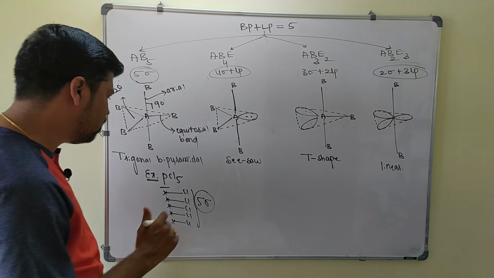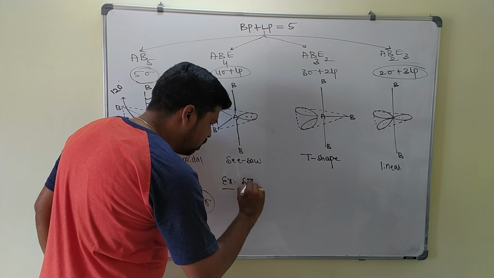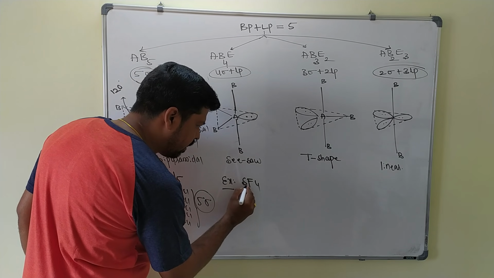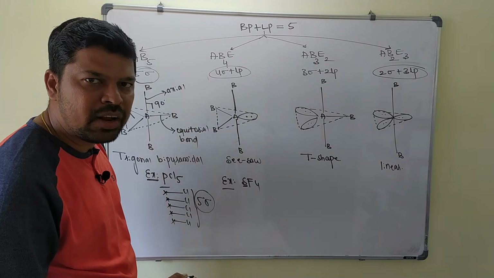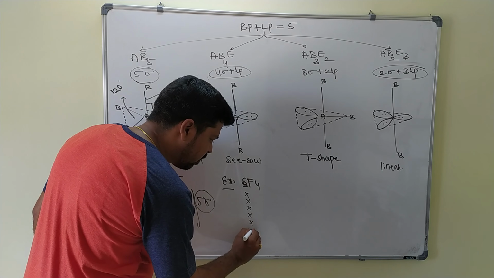Next is what? AB4E type of the molecule. For this one we will write another example, SF4. So the central atom will be what here? Sulfur. What is the number of valence electrons here? 6 valence electrons. You have to write all the 6 valence electrons like this here.